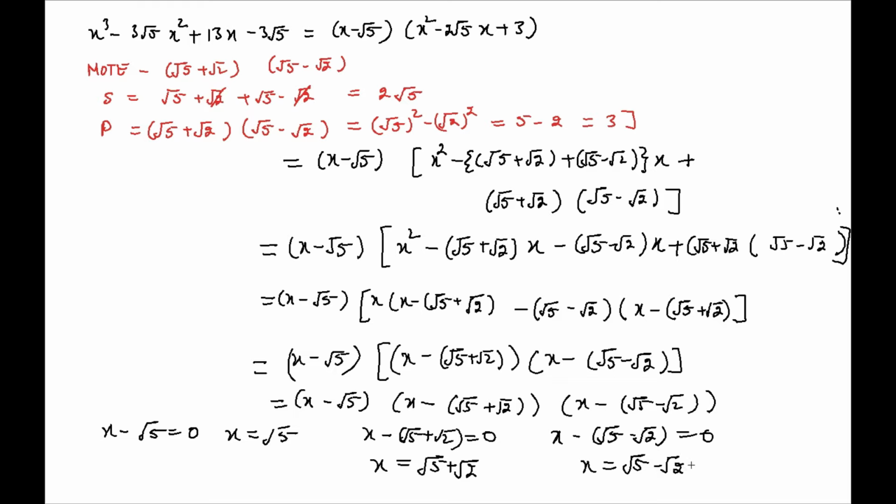So x is equal to root 5, so x minus root 5 is a factor of that given polynomial. So other two zeros are x is equal to root 5 plus root 2, x is equal to root 5 minus root 2.